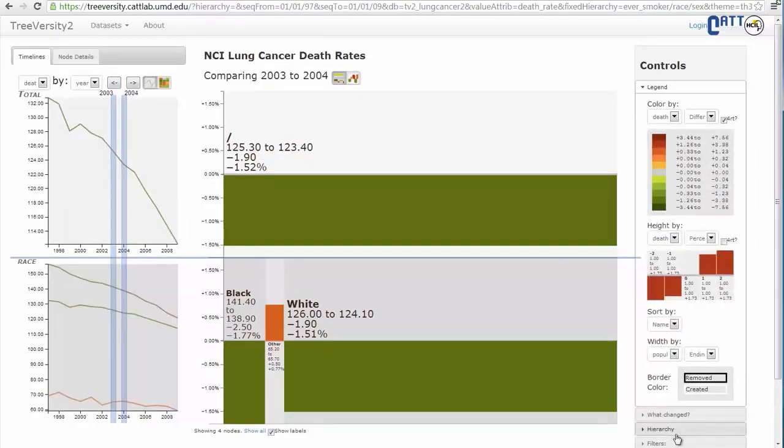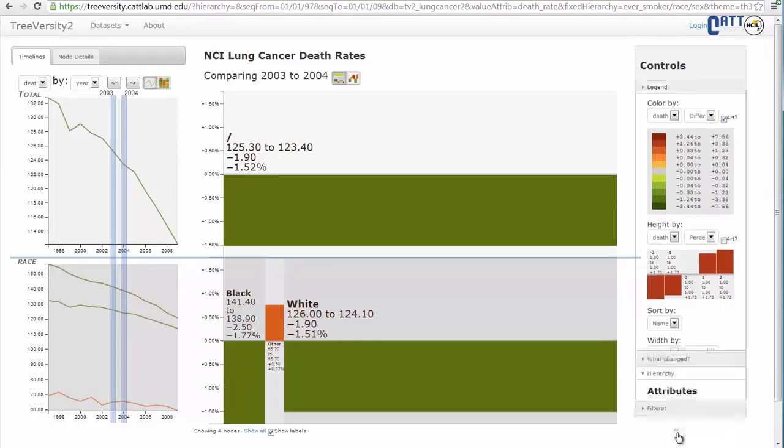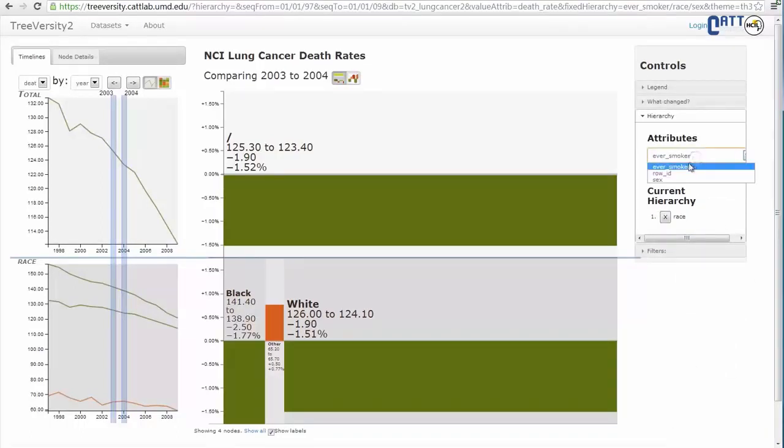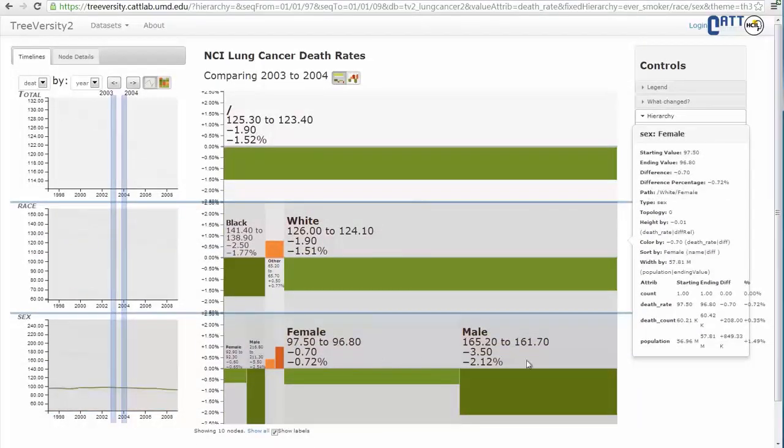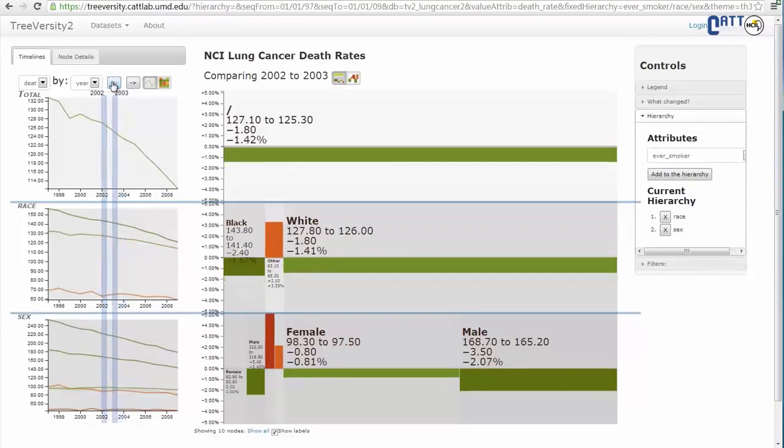If we want to add more information to compare a little bit further, we can go to the hierarchy again and add, for instance, gender. By doing that, we will have a new row that tells us the division by females and males of each one of the races. And that way we can explore a little bit further the different changes.